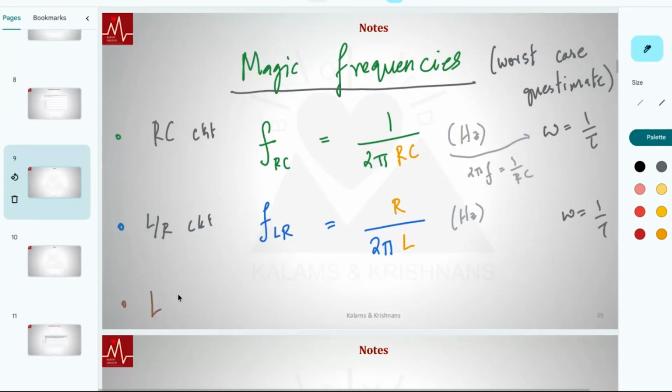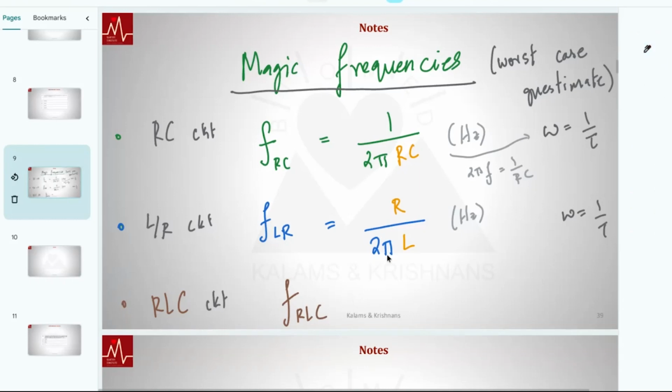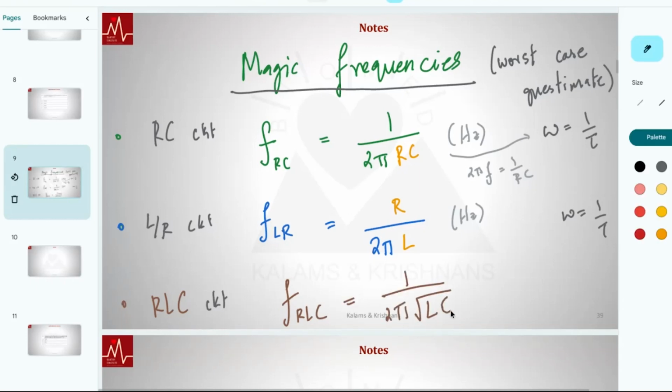This is for an RLC circuit. Does anyone know what this magic frequency is at least? They are asking you for a frequency in an RLC circuit, and you don't have time. What is your best guess? I'll show you examples quickly. 1 by 2 pi... Can someone complete this? Complete the third magic frequency.